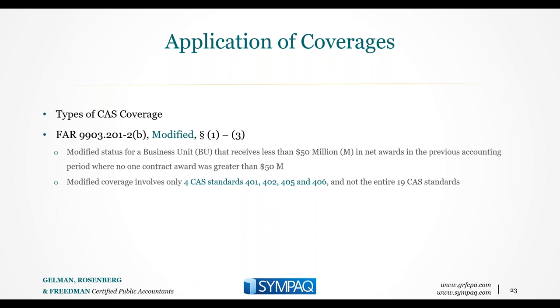Side note on those, 401, 402, they have to do with consistency. 401 is consistency in estimating, calculating, and reporting your cost. 405, that dovetails nicely into FAR 31. There's a lot of cross-references in the FAR and the cost accounting standards. So 405 in particular is the concept of unallowable expenses, allowable costs. And 406 is your cost accounting period, which is effectively the CAS equivalent of the matching principle.